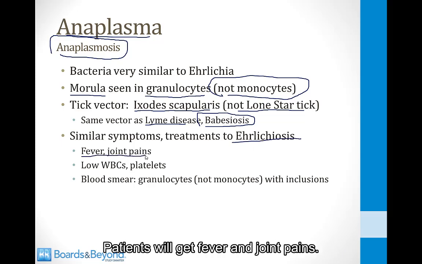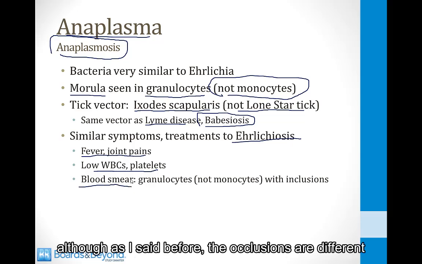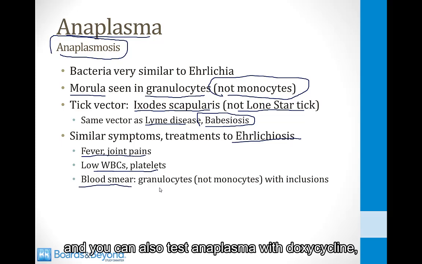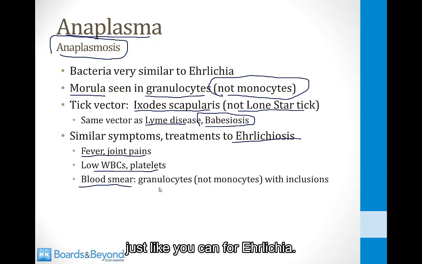Patients will get fever and joint pains. They can have low blood cell counts. You can diagnose it by a blood smear, although as I said before, the inclusions are different than in ehrlichiosis, and you can also treat Anaplasma with doxycycline, just like you can for Ehrlichia.